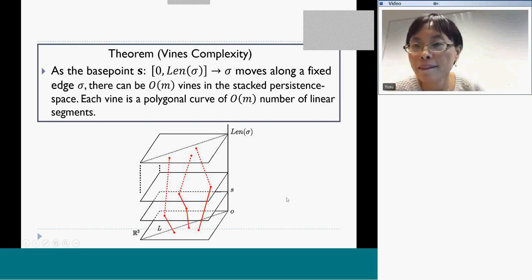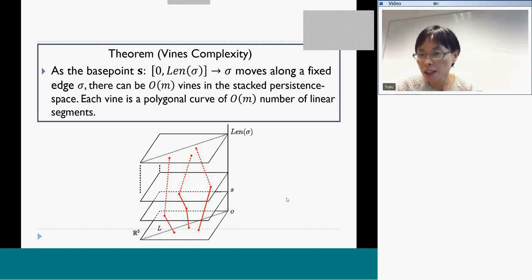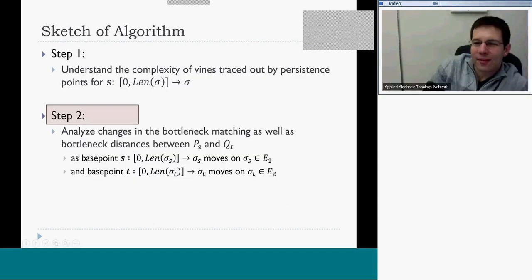Yusu? Yes, I'm here. I forgot to say, the input G1 and G2 also have a topological graph associated with them. So n is the total number of vertices, and m is the total number of edges in the input graph. Thank you.